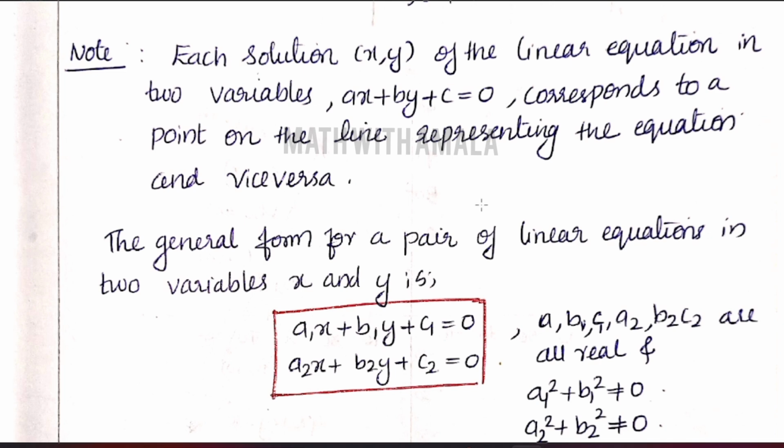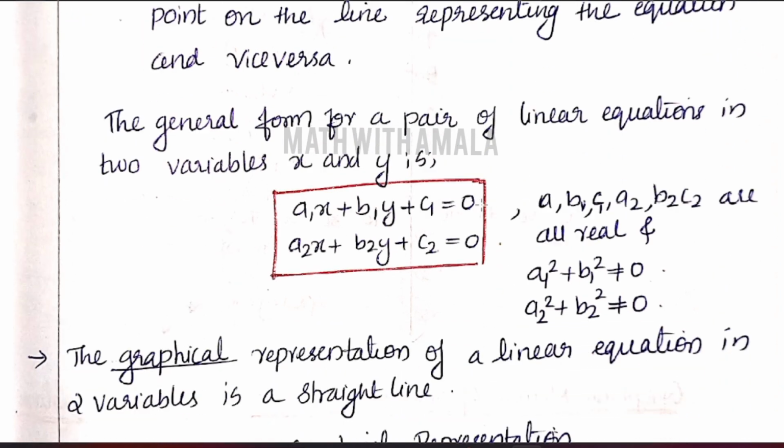C can be 0. Each solution (x, y) of the linear equation in two variables ax plus by plus c equal to 0 corresponds to a point on the line representing the equation and vice versa. That means these linear equations are having a graph of the form straight lines.